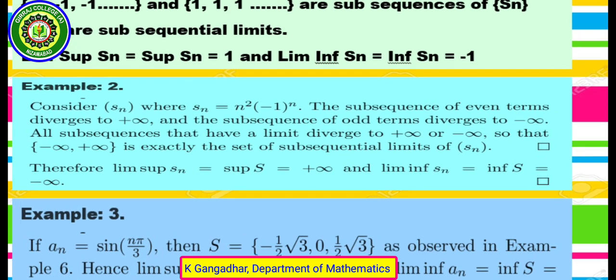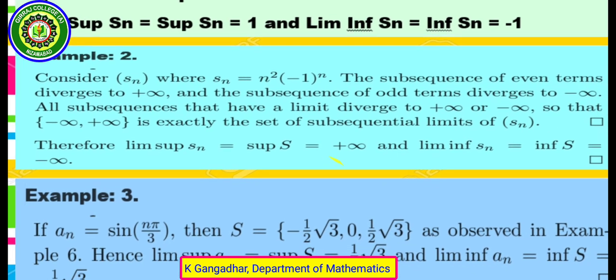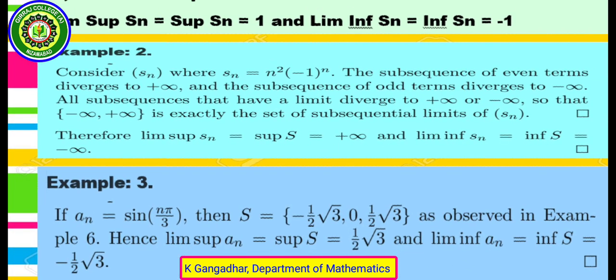So in the second problem, consider the sequence Sn equal to n squared times (-1)^n. First we define the sequence. What is the sequence here? The first term is -1, the second term is 4, the third term is -9, the fourth term is 16. This way we define the terms of the sequence.